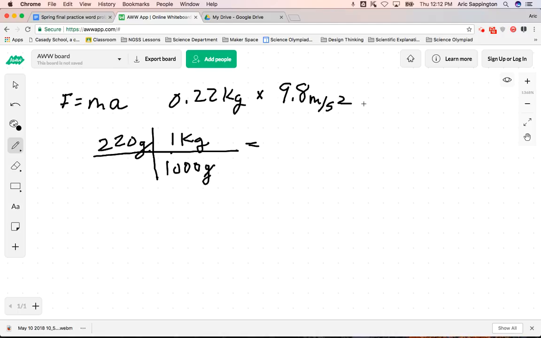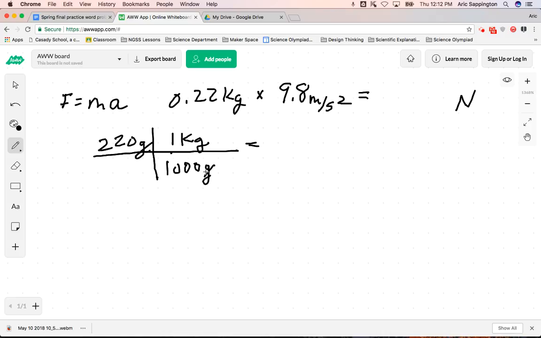The reason why you have to do that is because you need your answer in newtons, and a newton is a kilogram times a meter per second squared. So when you multiply those together, you're going to get your answer, and it's going to be in newtons, which is the same thing as a kilogram times meter per second squared.